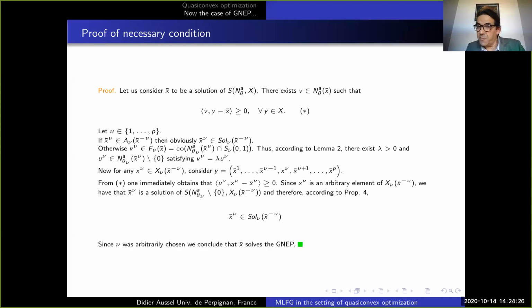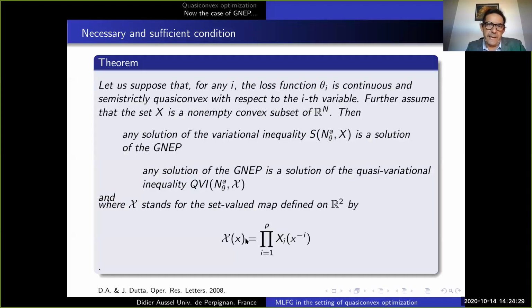So, very simple proof. And concerning GNAP, what we obtain is the following: assuming that the function is continuous, again, symmetrically quasi-convex with respect to the i variables, assume that X, the set of the product of the constraint sets, is assumed to be non-empty and closed. This is the X in which you are doing things. Okay, here I should make a comment.